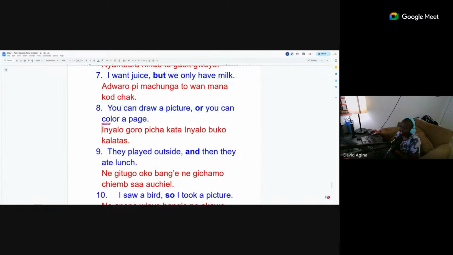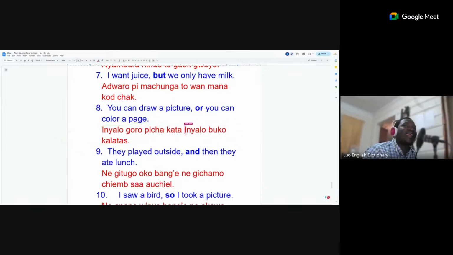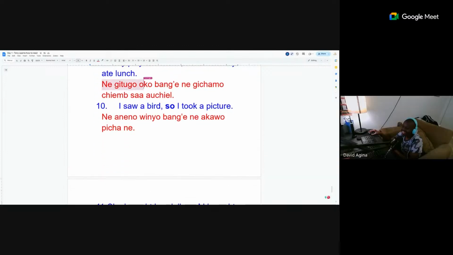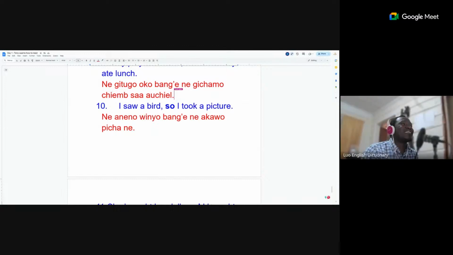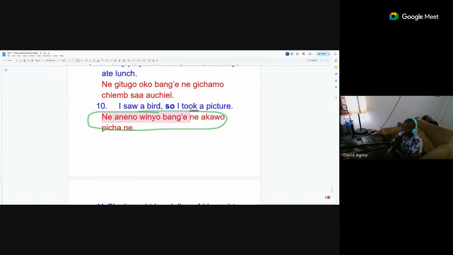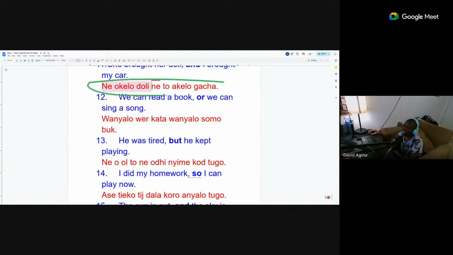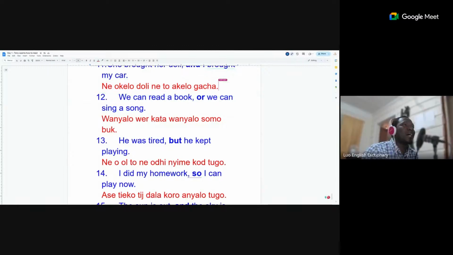Good. Number eight. Inyalo goro pita kata inyalo buko katalas. Kalatas. Inyalo goro pita kata inyalo buko katalas. Kalatas. Can we just skip? All right. Number nine. Ne gitugo oko bange ne gichamo chiemb sa awuchie. Good. Number 10. Ne aneno winyo bange ne akawo picha ne. Correct. Number 11. Ne okelo doli ne to akelo gacha. Gotcha. Gacha. Yes.